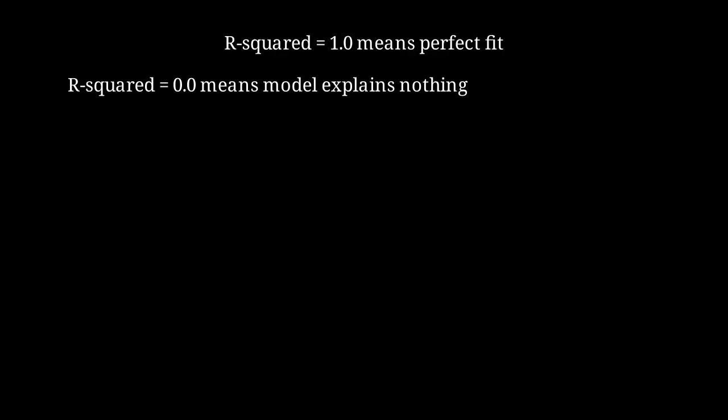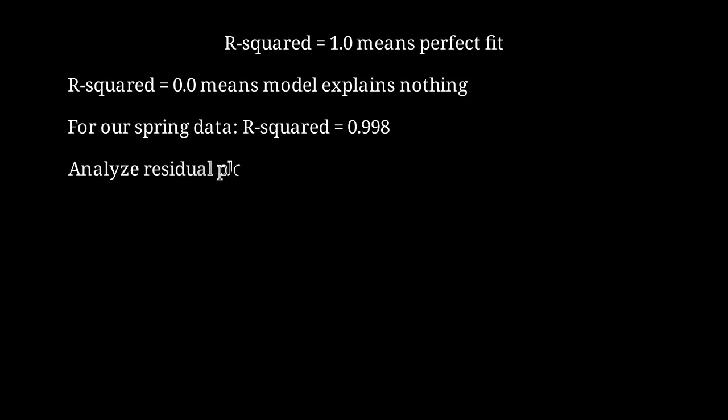An R-squared of 1.0 means perfect fit. All data points lie exactly on your model curve. An R-squared of 0 means your model explains none of the variance. It's no better than just using the mean. For our spring example, we might get an R-squared of 0.998, indicating an excellent fit.